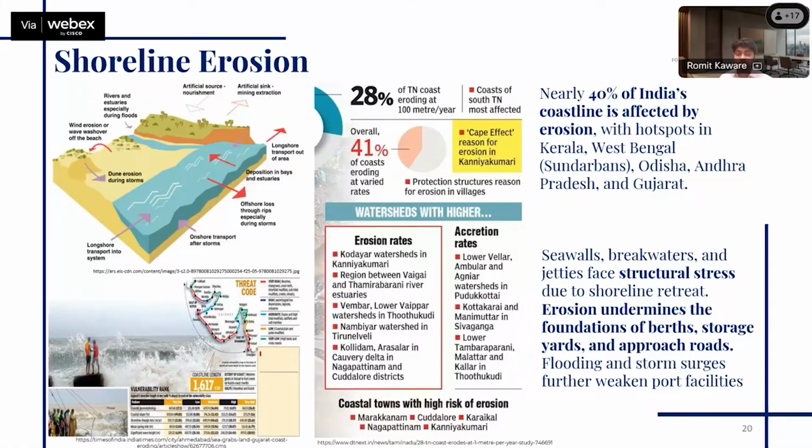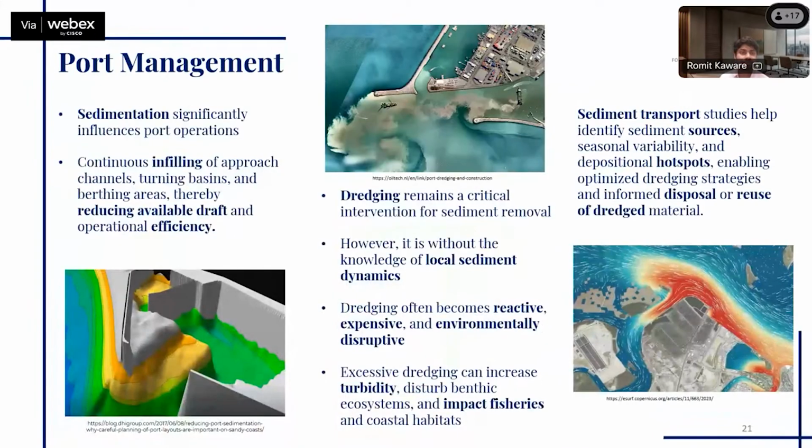If, say, there is a nearby port, how does that shoreline erosion affect the breakwaters, and how does it affect the foundation of the berths? Or how is that sediment redistributed into the navigational channels? So we need to have these studies of what the sources of sediment are, and how the sediment is getting redistributed by the various natural forces as well.